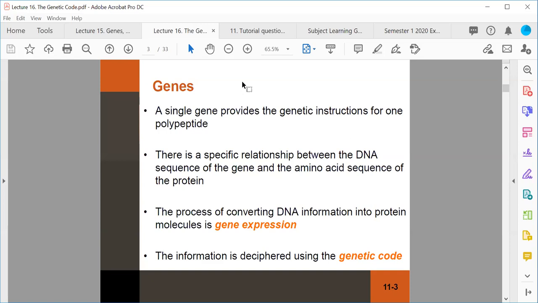Pattern of attributes in a code. Yes, passed on. Well, all DNA is passed on. Yes, DNA is passed on. But what about the gene itself? Think about a gene. What is a gene? How would you define a gene?